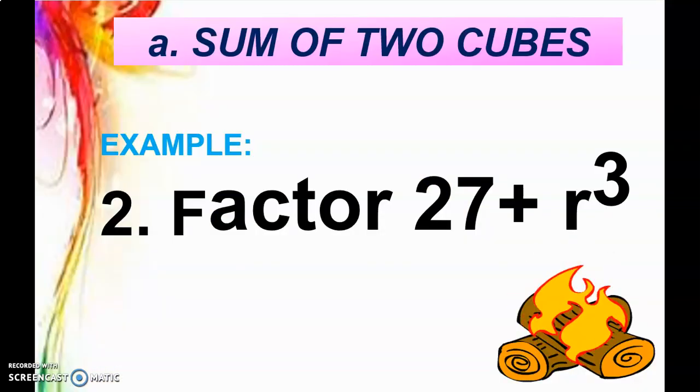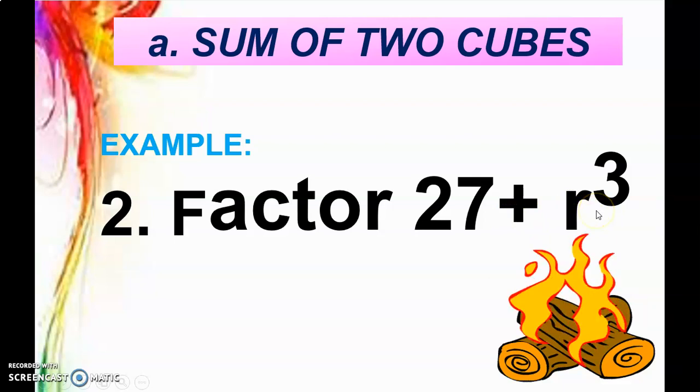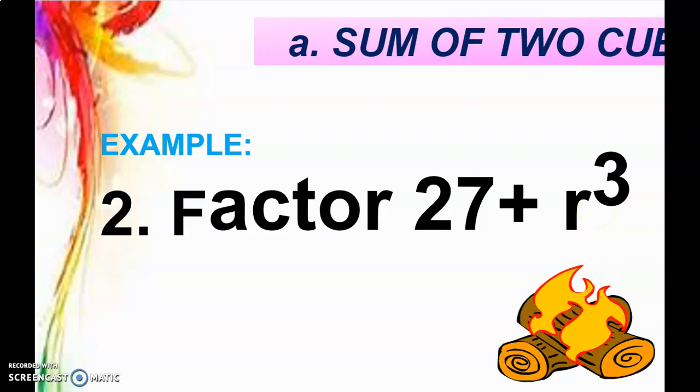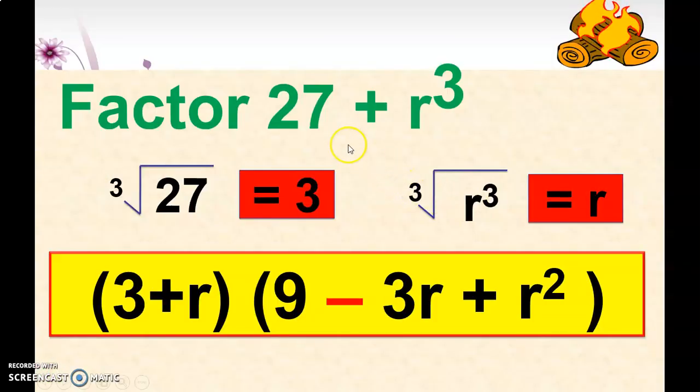Okay. Another example. So, factor 27 plus r cube. So, ganun po ulit ang gagawin natin. We're going to find the cube root of the first and last term. So, ayan. Cube root ng 27 ay 3. Cube root ng r cube ay r. Then, since positive yung ating cube, susulat lang po natin si 3 and r as binomial. So, 3 plus r.